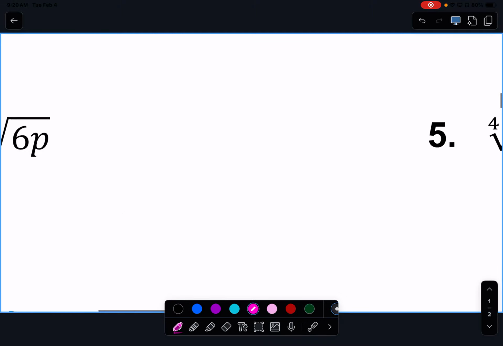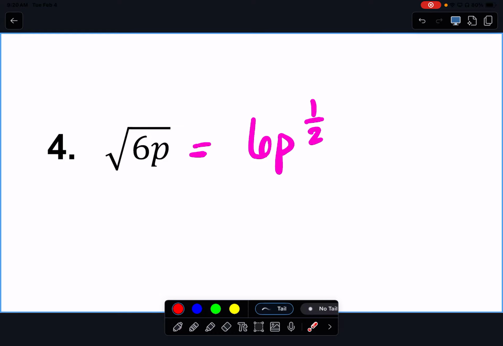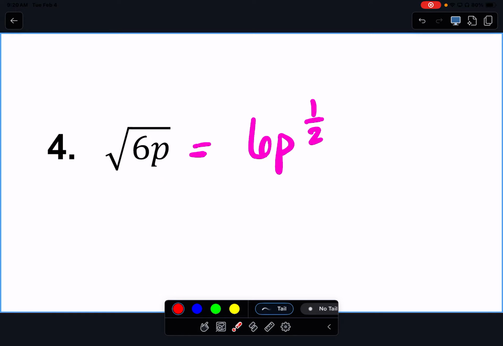Okay, I have a question about this one. If I do 6p to the half, what am I raising to the half power? But what is actually being taken the square root of? 6p. So what do I need to do to make sure I write that correctly? Parentheses. Let's throw in some parentheses.